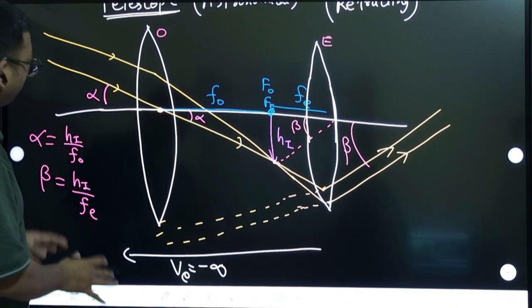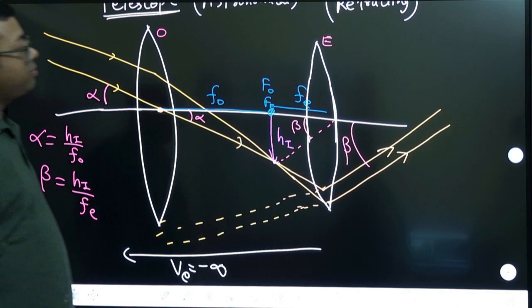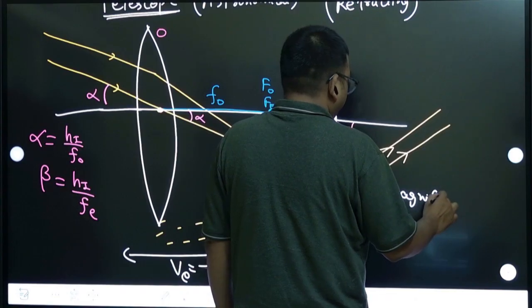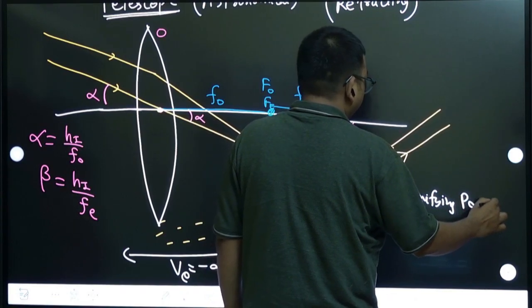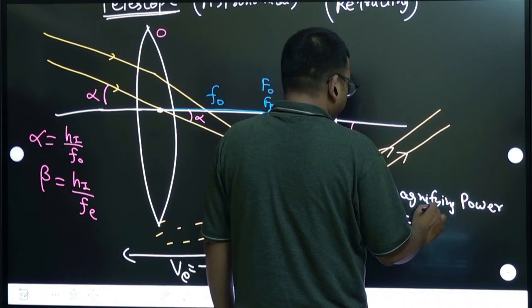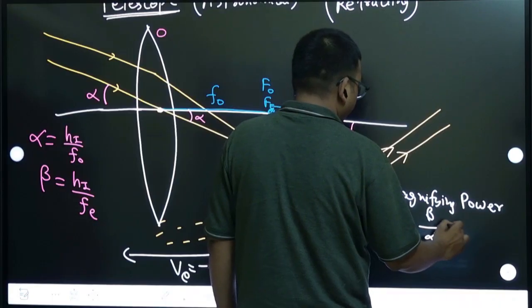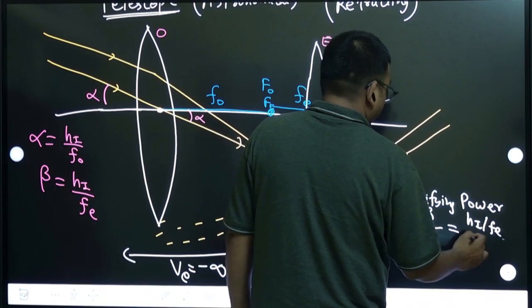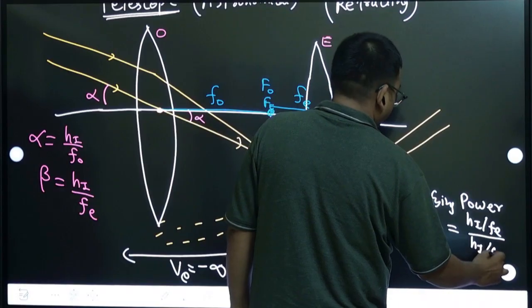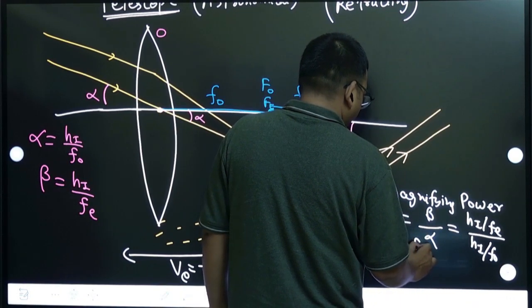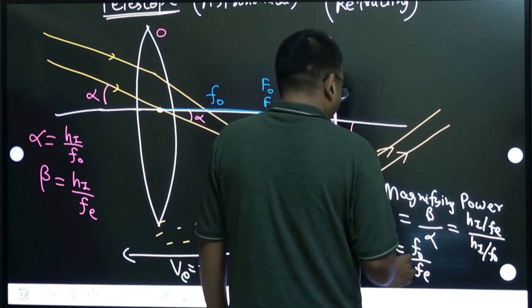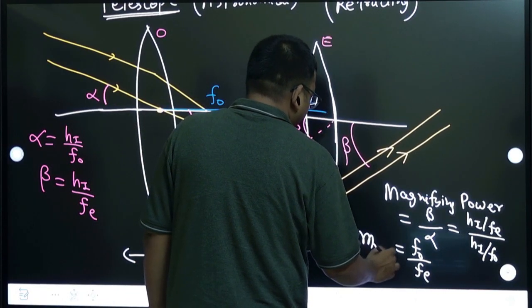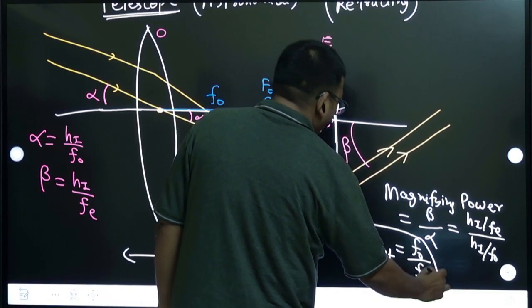Okay. So for this case, now let us calculate the magnifying power. So magnifying power is beta by alpha. Note that beta by alpha. So beta we have got hi by fe and it has come hi by fo. So that's the result fo by fe. This formula for total magnification or magnifying power, right? Net magnification. That's the formula fo by fe.